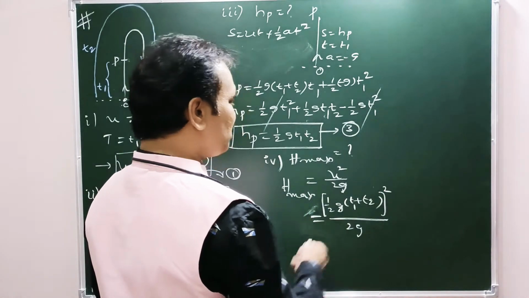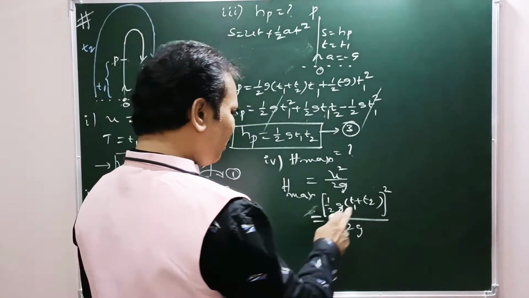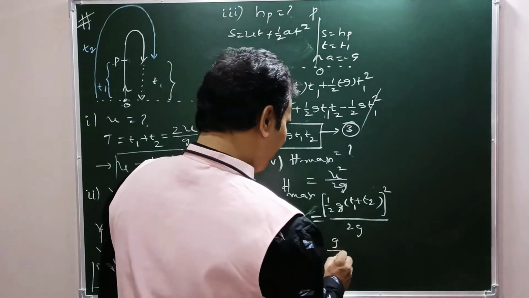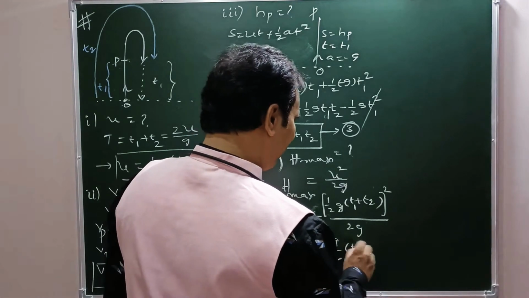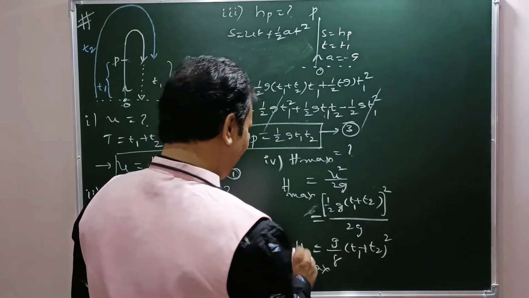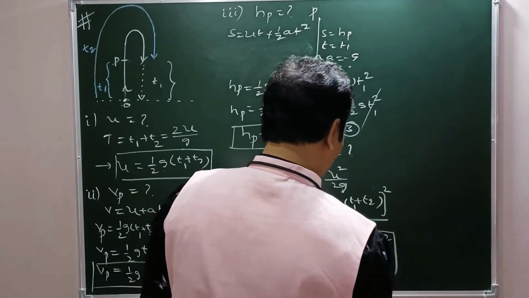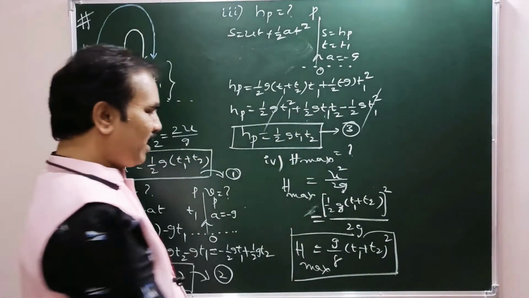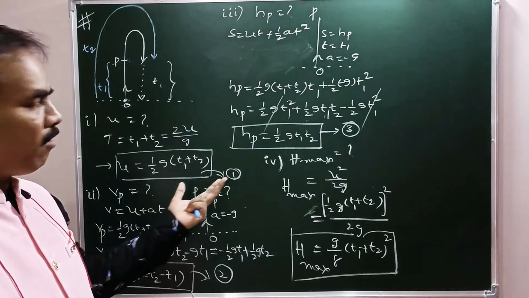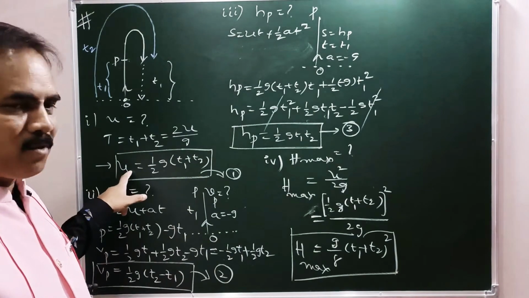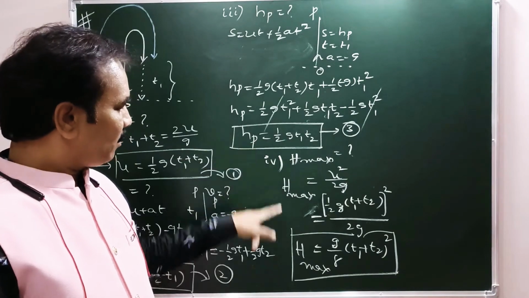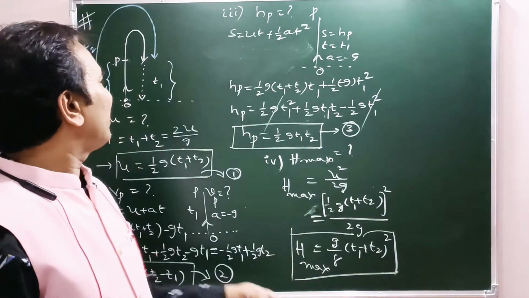So g squared by g means g. 2 squared means 4, and 4 times 2 is 8. That is g by 8, into (T1 plus T2) whole squared. This is what H max, the maximum height: g by 8 of (T1 plus T2) whole squared. So here 4 parameters were calculated: velocity of projection, velocity at point P, height of point P from the ground, and moreover maximum height from the ground.